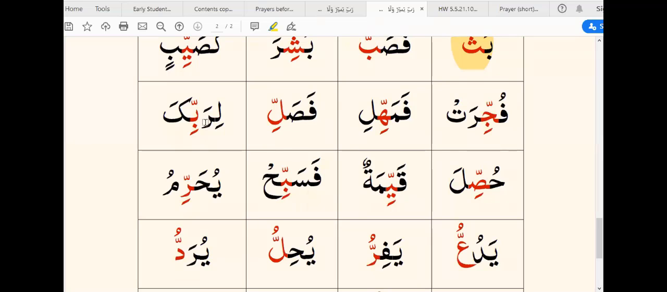And the last one over here, letter Ba with a kasra. Rob. Yes. For the first one, we're joining letter Ra with Ba. Rob. And then joining letter Ba with kasra. Bi. Robbi. Li Robbika. MashaAllah.